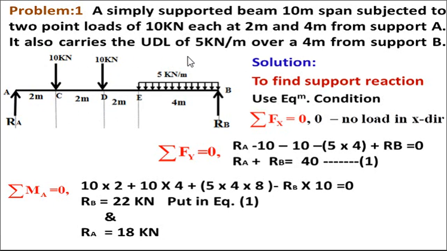It also carries a UDL of 5 kN per meter over a span of 4 meter from support B. From support B up to 4 meter span, it carries UDL and intensity is 5 kN per meter. Okay, means total spread over 4 meter means this total load will be 5 into 4, okay, 20. Okay, so now to find support reactions.